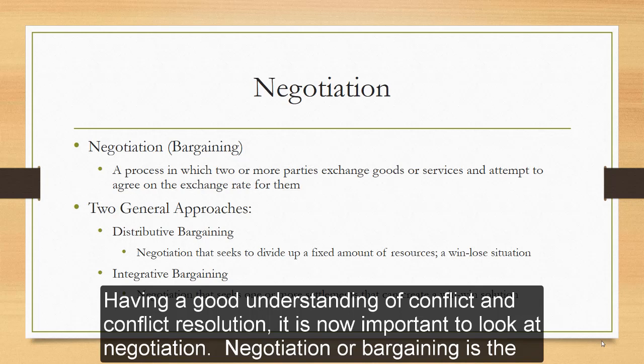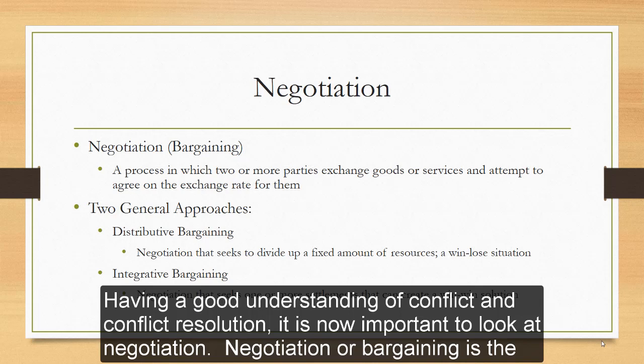These different definitions, whether they involve exchanging goods or services or being mutually beneficial, describe two general approaches: distributive bargaining and integrative bargaining. Distributive bargaining seeks to divide up a fixed amount of resources and often creates a win-lose situation. When the issue of conflict involves tangible resources, it's often hard to avoid distributive bargaining.